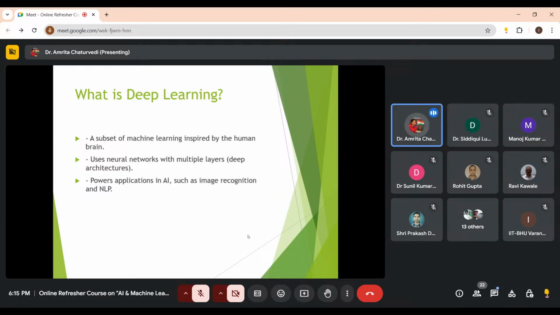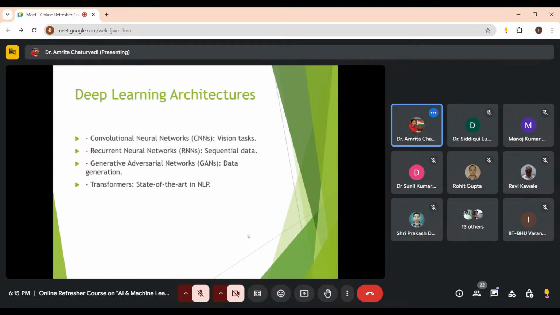This uses a neural network with multiple layers, and that is why it is called a deep architecture, a deep neural network, or deep learning. It powers applications in AI such as image recognition and NLP. The main characteristics of deep learning architectures are, first of all, that they have multiple internal or hidden layers. Another thing is that deep learning architectures mostly take a lot of time. They are extremely complicated and difficult to run on commodity hardware, and therefore you require special computers like GPUs and servers to run these algorithms and architectures.